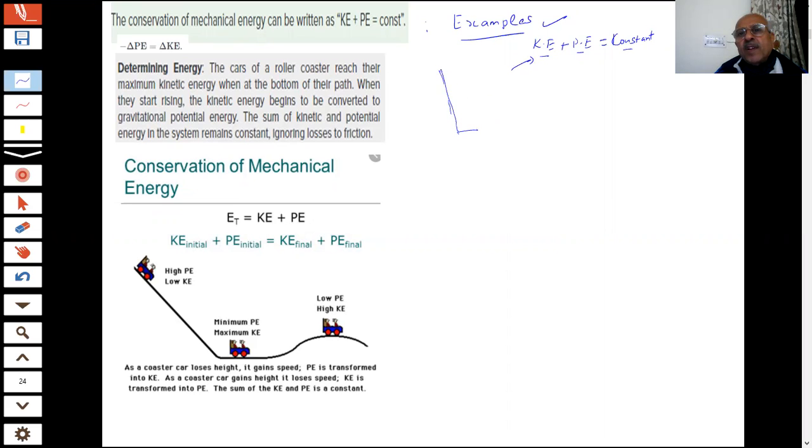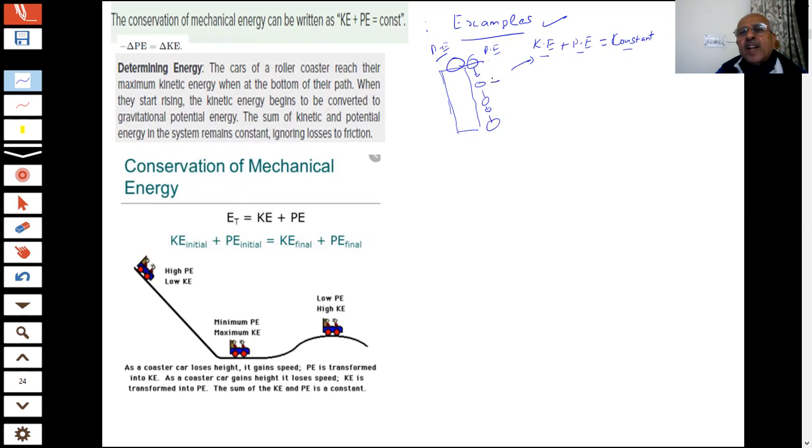For example, if this was the object, student, it is falling, free fall. This is coming here, here, here, and finally here. What is happening? This was having potential energy here. When it is sitting like this, potential energy, no kinetic energy, it is zero here because it is not moving. But as soon as it starts falling, what happens?